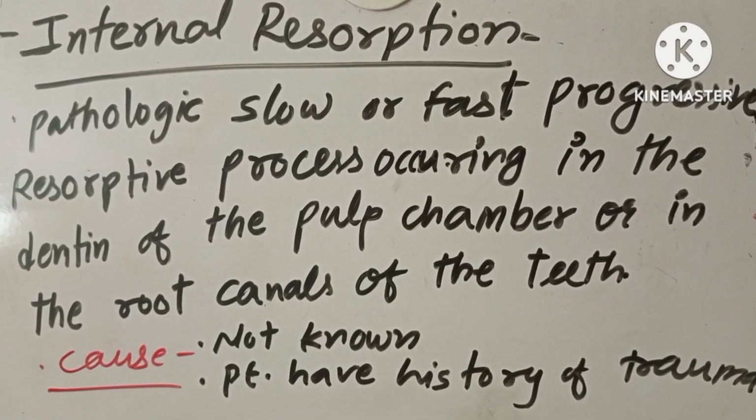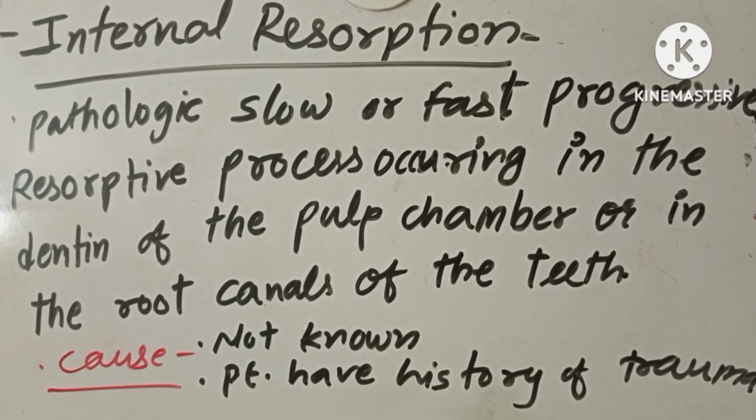Now we are seeing internal resorption. So what is internal resorption? It's also called pink tooth. Internal resorption is when a pathologic, slow or fast progressive resorptive process occurs in the dentine of the pulp chamber or in the root canals of the teeth. So what are the causes? The causes are not known, and most of the patients have a history of trauma.